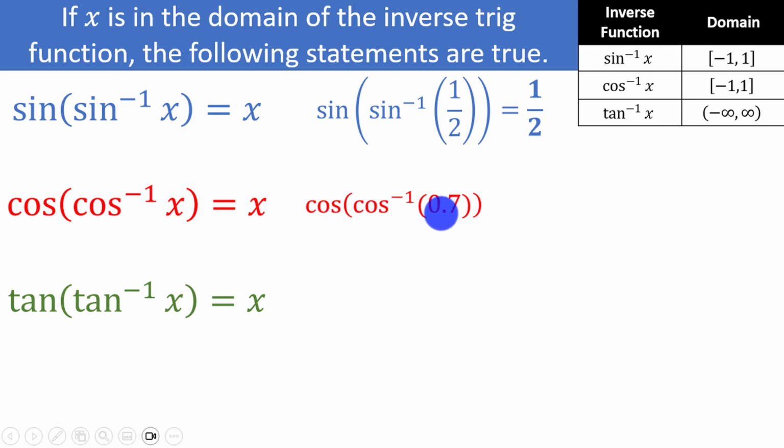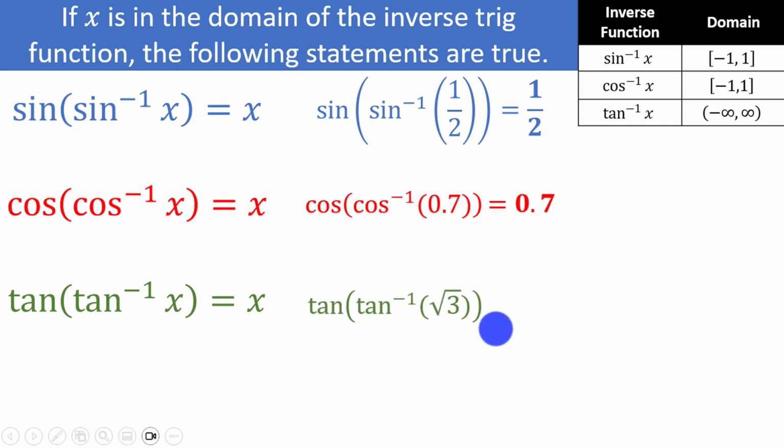Cosine of inverse cosine of 0.7. Well, as long as this number is in the domain of the inverse cosine, which it is, then we are just going to get 0.7 out. This is not a commonly known value on the unit circle, so we don't even really need to evaluate what this is. This is asking us cosine of what gives us 0.7. I don't really care because since this is in the domain of inverse cosine, I know that I'm just going to get the same value out here.